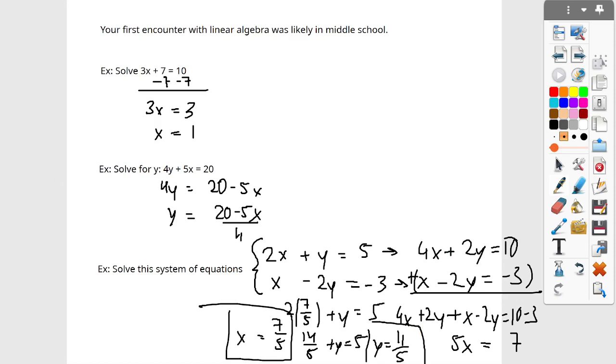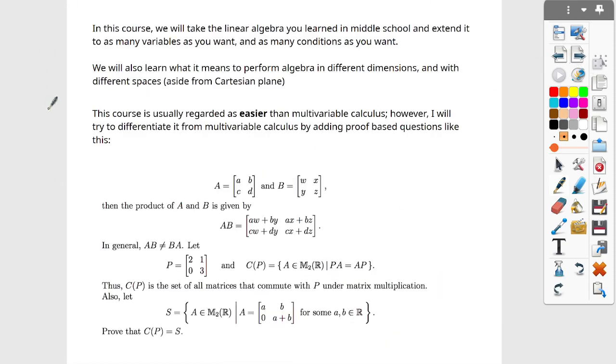Right? So this is a system of equations right here. In this course, we will take the linear algebra you learned in middle school and blow it up. It's like multivariable calculus. We're gonna have a bunch of variables. We're gonna have a bunch of conditions. We're gonna learn what it means to perform algebra in different dimensions and with different spaces, with different bases.